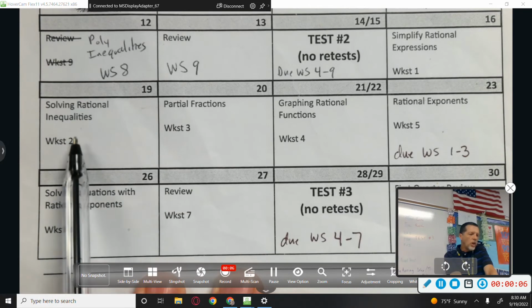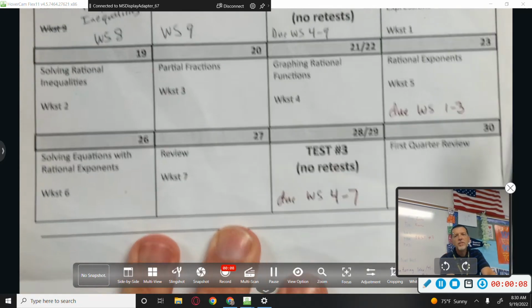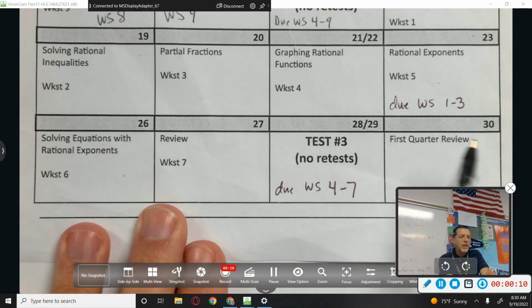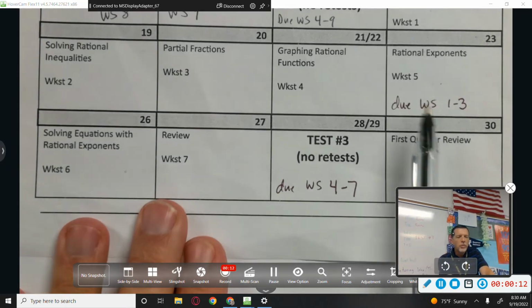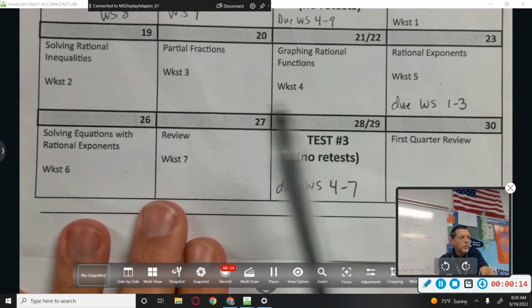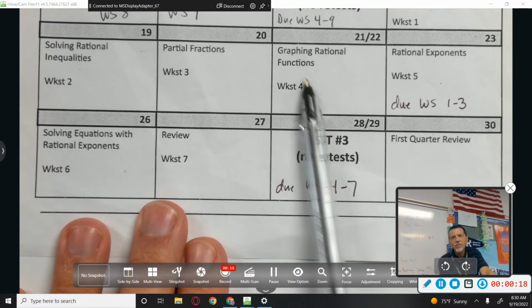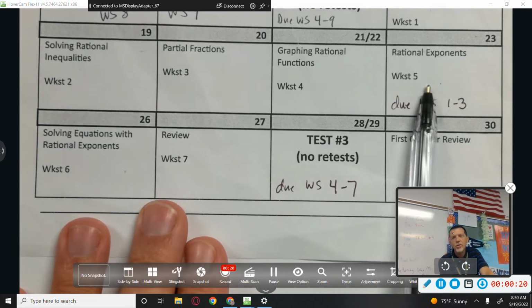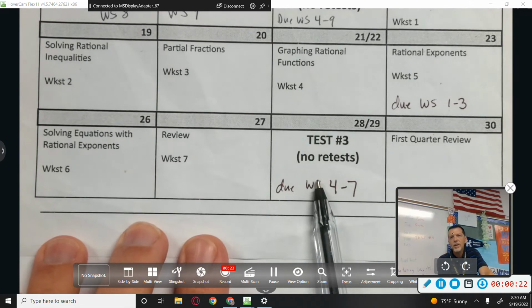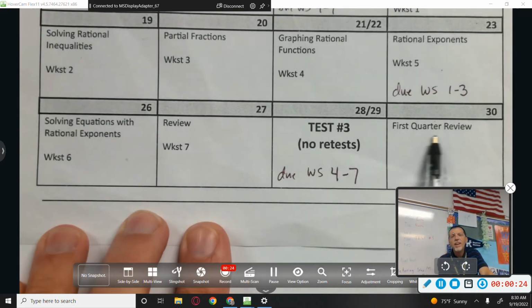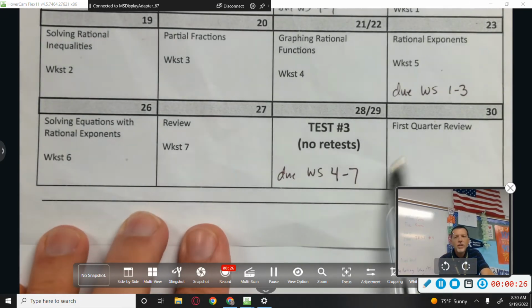It's day 2, solving rational inequalities. But let's take a minute to look ahead, because worksheets 1 through 3 will be due Friday. We'll do worksheet 2 today, worksheet 3 Tuesday. So that gives you several days to finish everything that's due on Friday. We'll test next week. Next Friday, first quarter review.